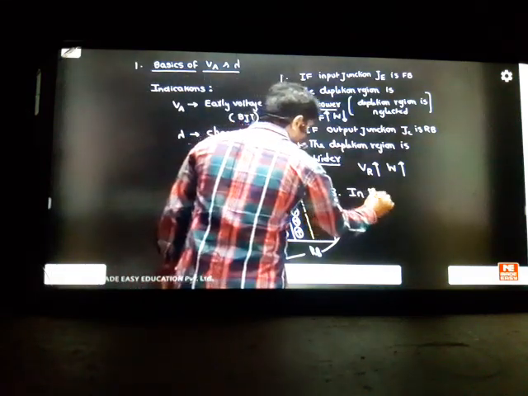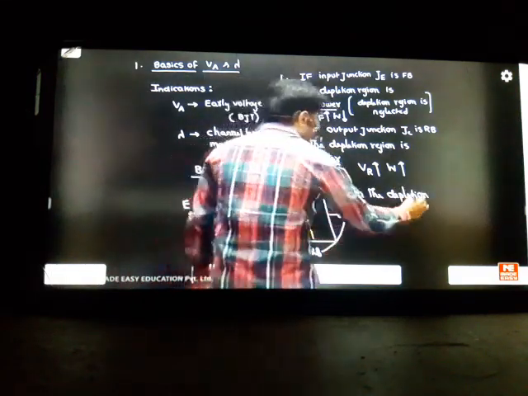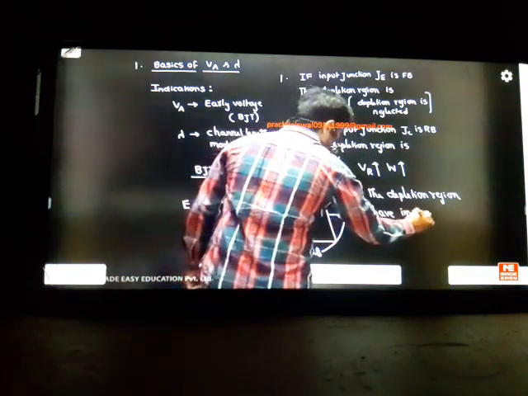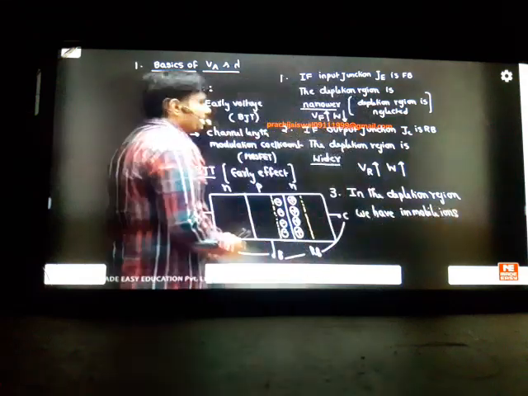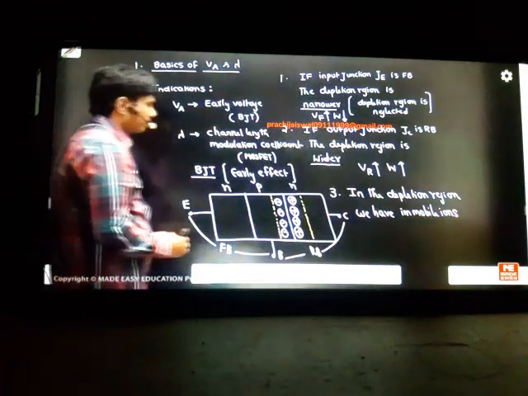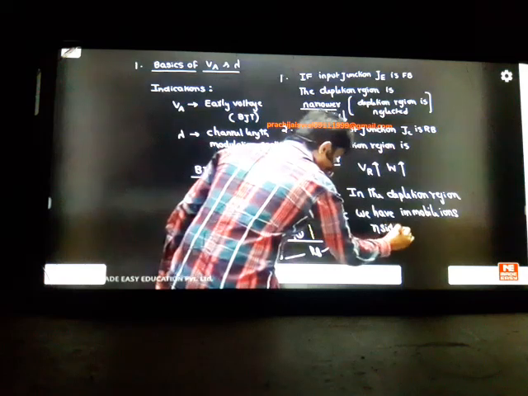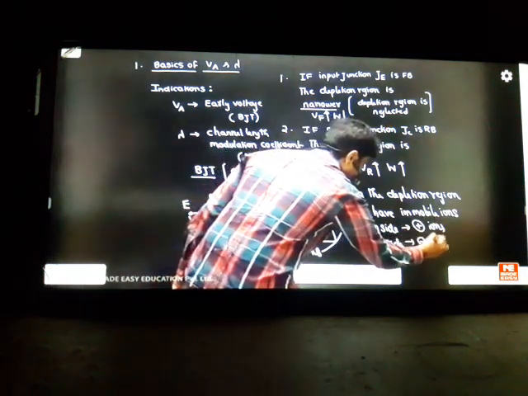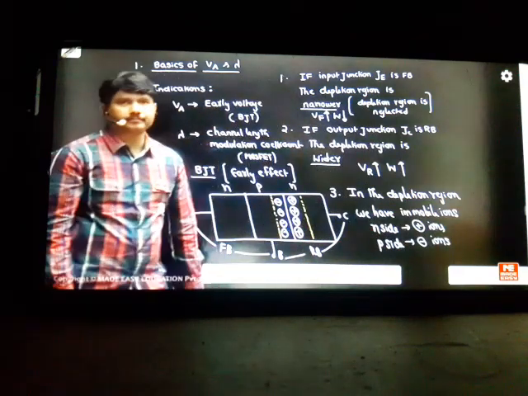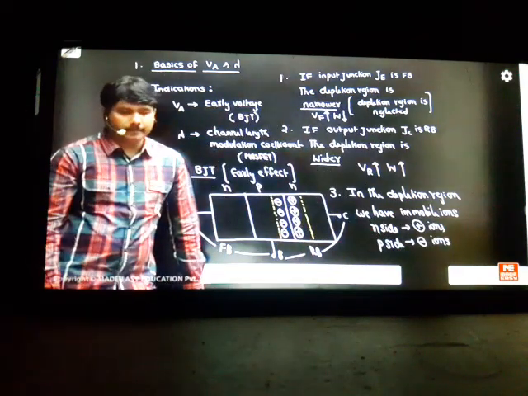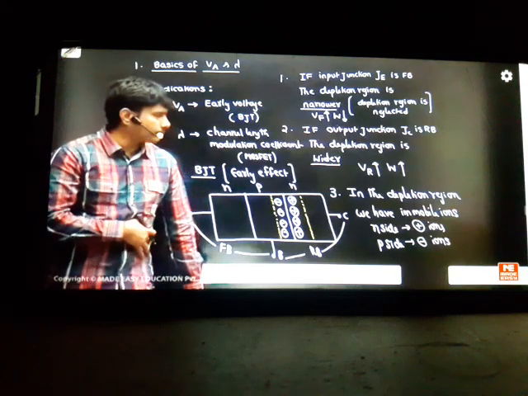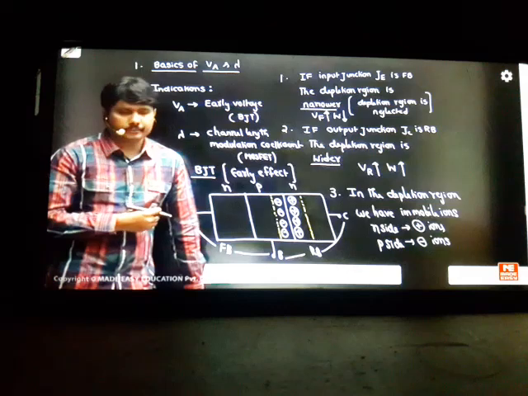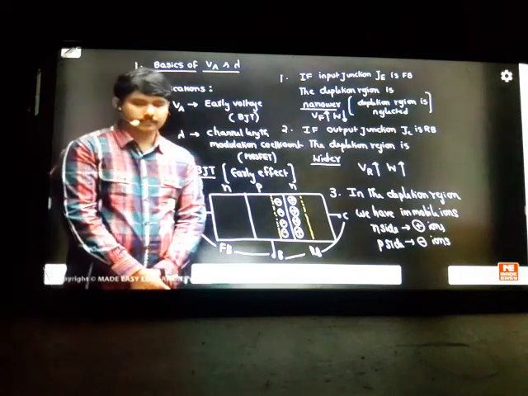In the depletion region, we have immobile ions. For the N side we have positive ions, and for the P side we have negative ions. So like this you write the basic points from the diagram. Please complete up to here. Up to here I think you don't have any trouble with the concept. Whenever you apply reverse bias, the width of the depletion region also changes and it will increase, not decrease. That mechanism, how I teach in the class, try to see now.